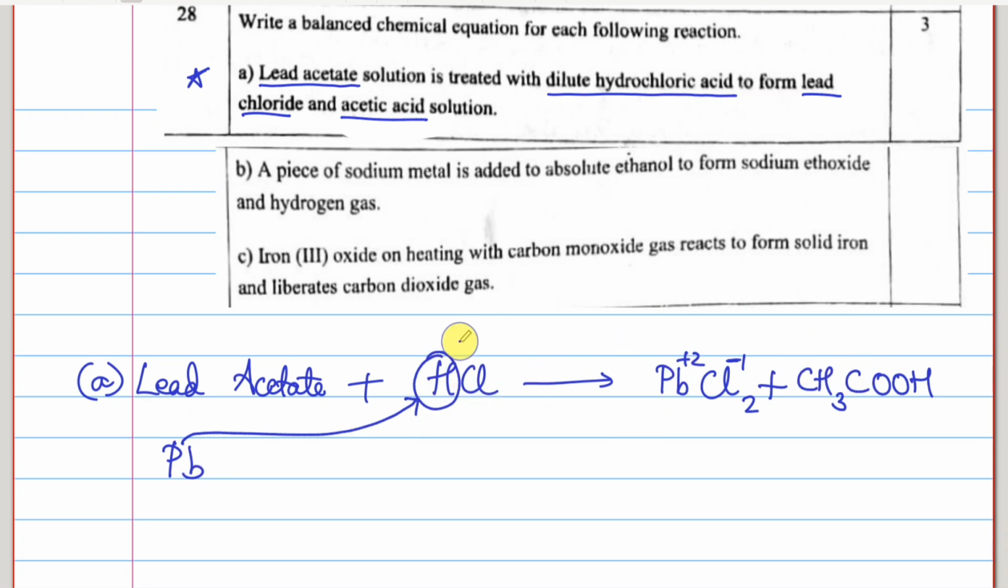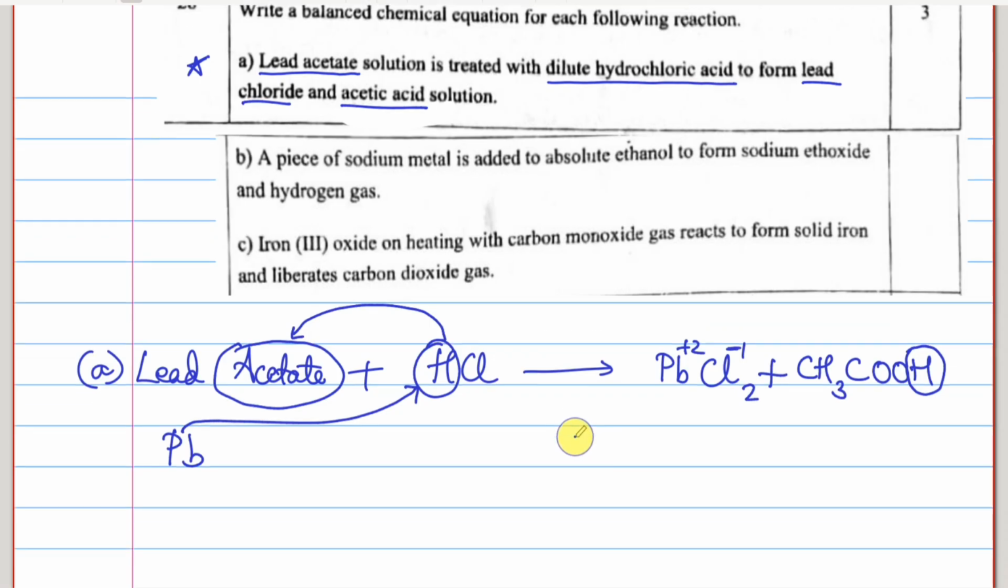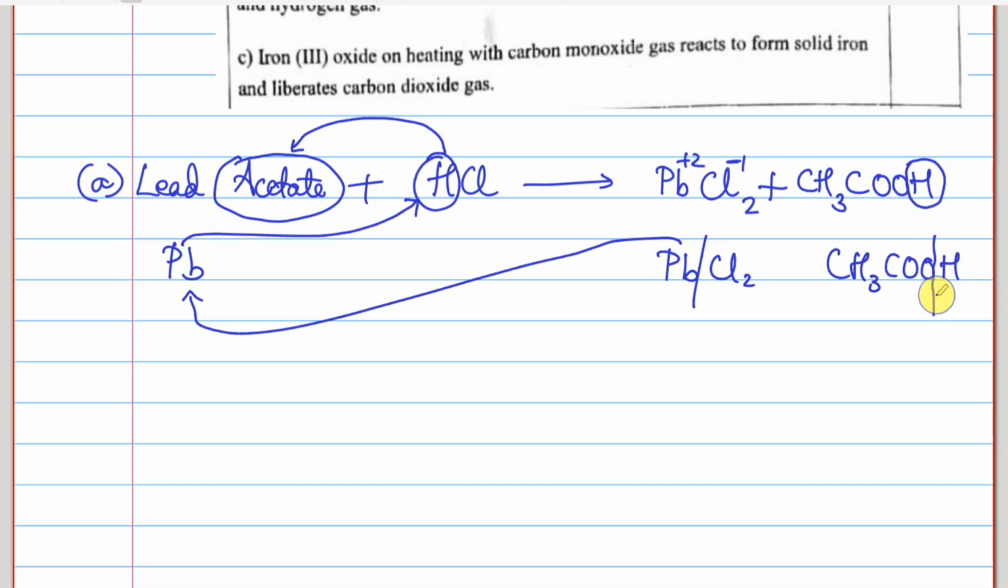And what else is being formed? This hydrogen is combining with some part of this molecule, that is the acetate part of this molecule. Hydrogen will combine with acetate to form CH3COOH, right? So that means this H in the acetic acid has been obtained from this HCl. So when we break PbCl2 in two parts, we get Pb. CH3COOH will have to be broken down into two parts. So this H is from HCl.